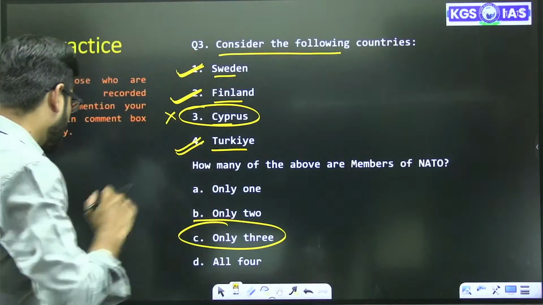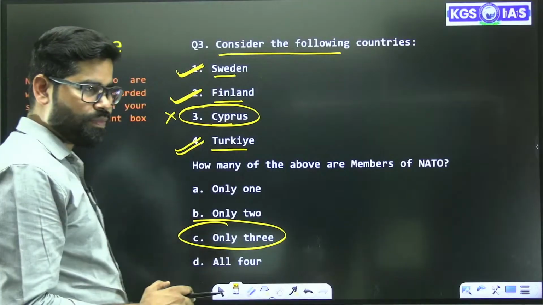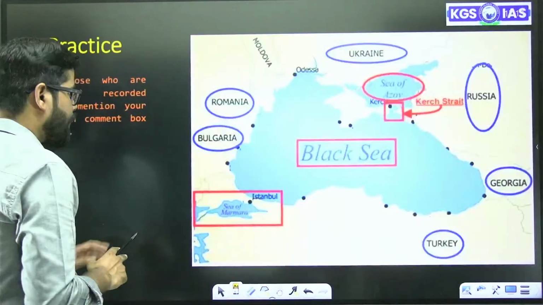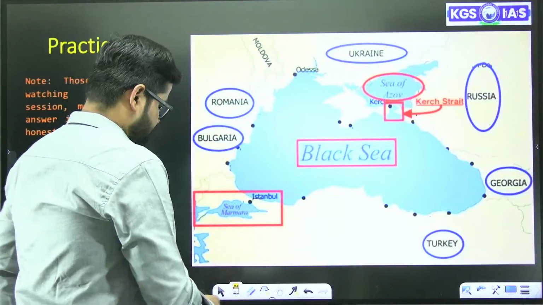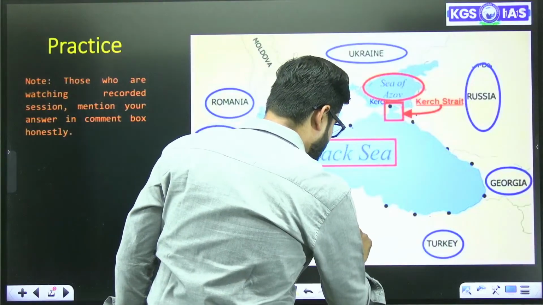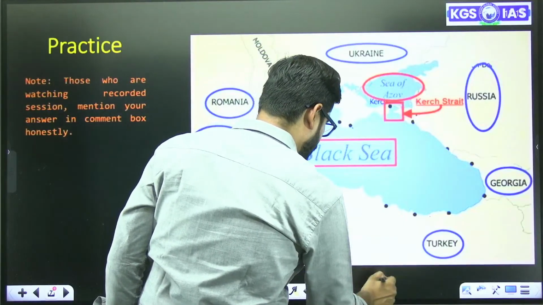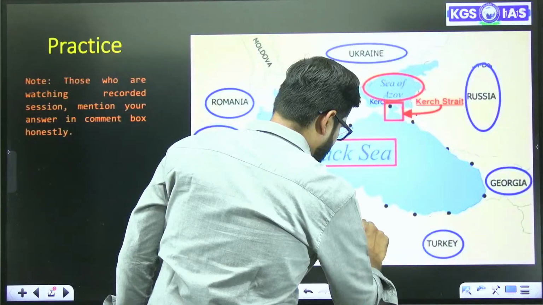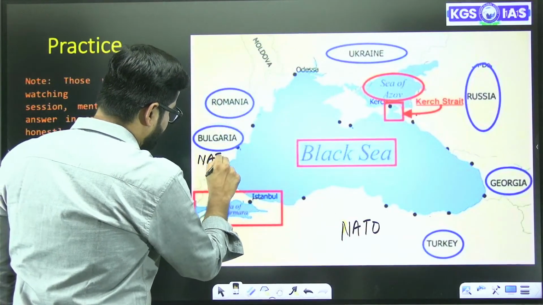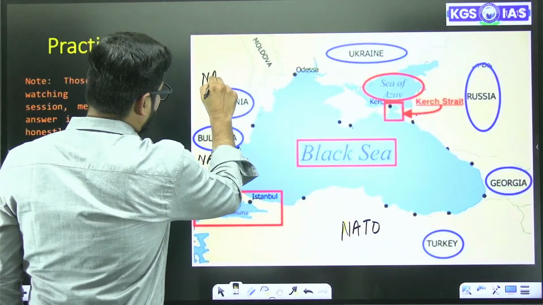Now see, there is one more very interesting part. If you look at the Black Sea region, across it you will find that this one is a member of NATO. Bulgaria is a member of NATO. Romania is also a member of NATO.